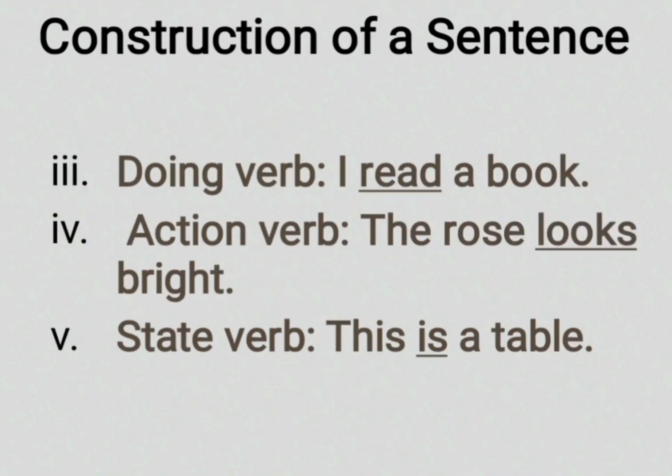Now we'll see different examples of doing verb, action verb, and state verb. In the first sentence, I read a book. The underlined word read is an example of doing verb. In the next sentence, the rose looks bright. Here, the underlined word looks is an example of action verb. And in the last sentence, this is a table. Here, the underlined word is an example of state verb. So these are the different examples of the verb.